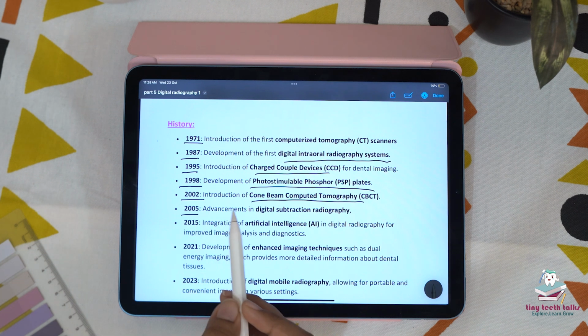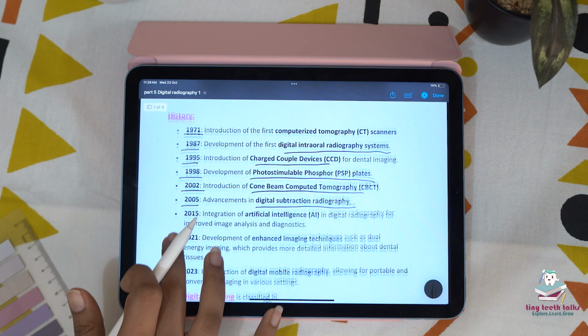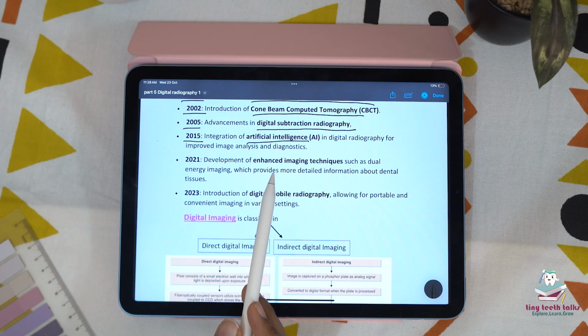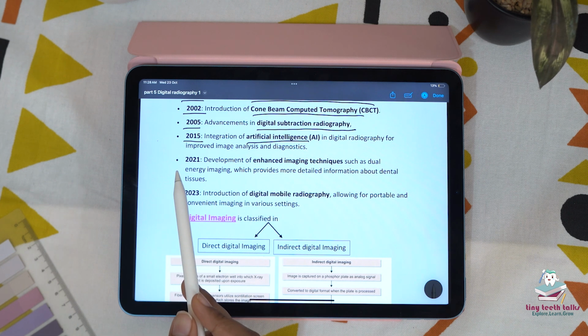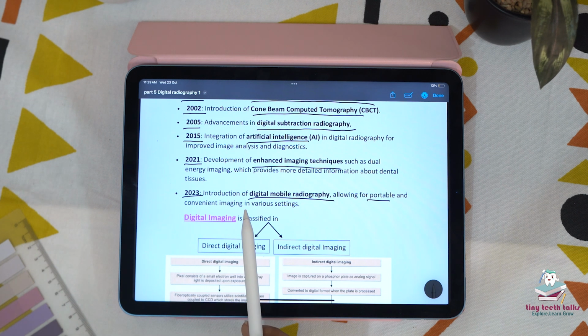Then in 2005, advancement in digital subtraction radiography, which we will discuss later, which allows for better detection of changes in dental structures over time. In 2015, integration of artificial intelligence in digital radiography for improved image analysis and diagnostics. In 2021, development of enhanced imaging techniques such as dual energy imaging, which provides more detailed information about dental tissues. In 2023, introduction of digital mobile radiography, allowing for portable and convenient imaging in various settings.